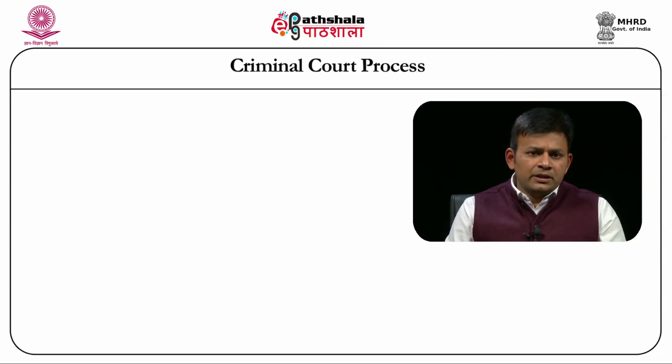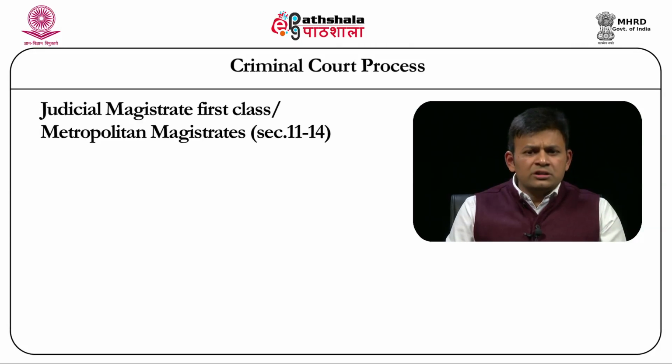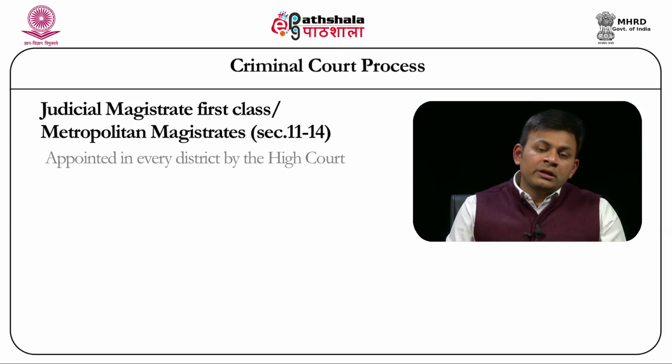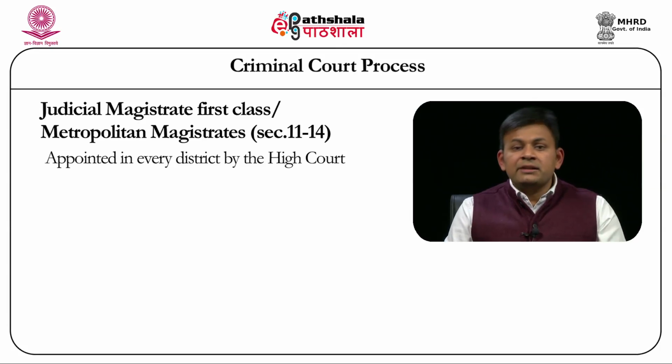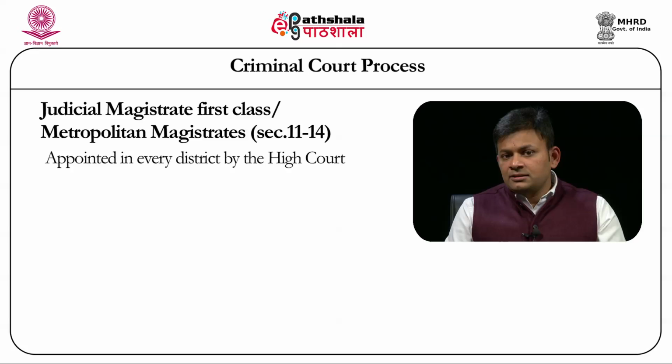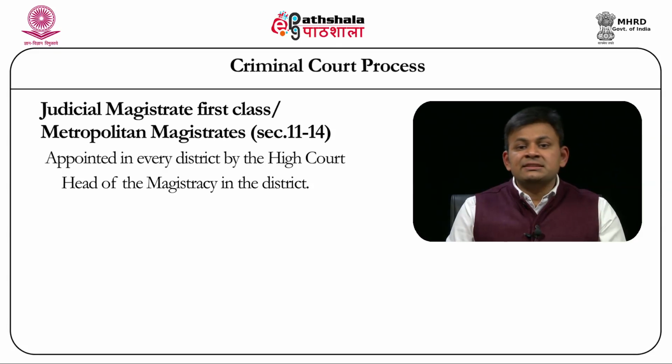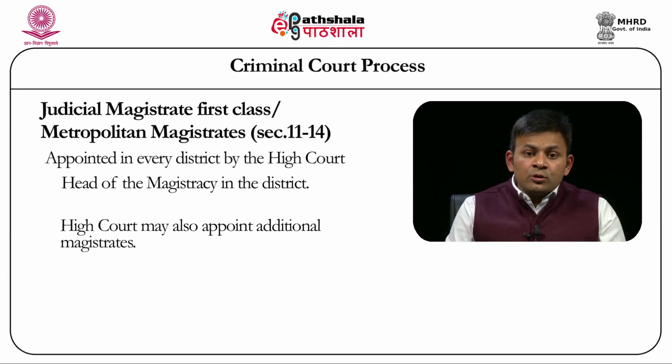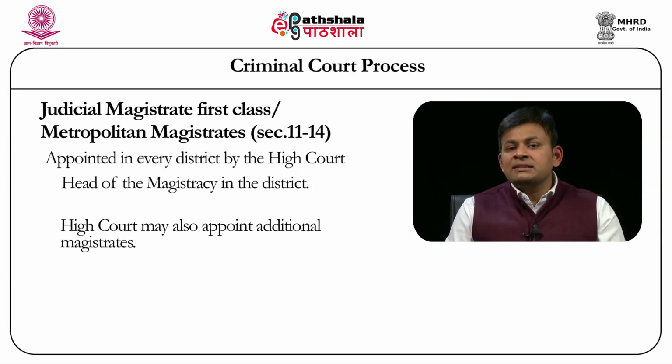The next court in the order of hierarchy is the court of Judicial Magistrate first class or the Metropolitan Magistrate. Judicial Magistrates first class or Metropolitan Magistrates are appointed in every district by the High Court. The senior most Judicial Magistrate first class is designated as the Chief Judicial Magistrate. He heads the magistracy in the district. The High Court may also appoint additional magistrates in any district in order to assist the Chief Judicial Magistrate.